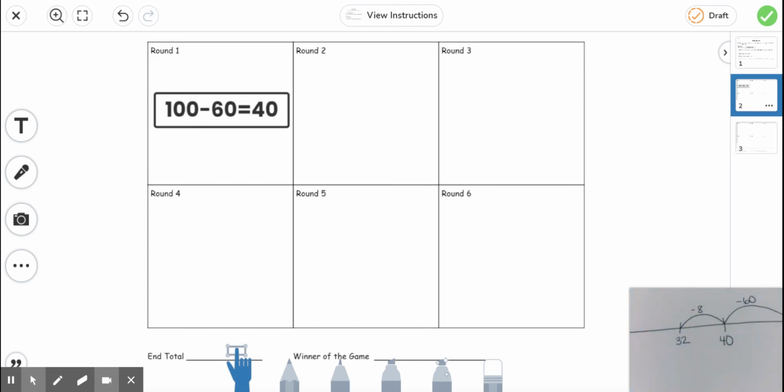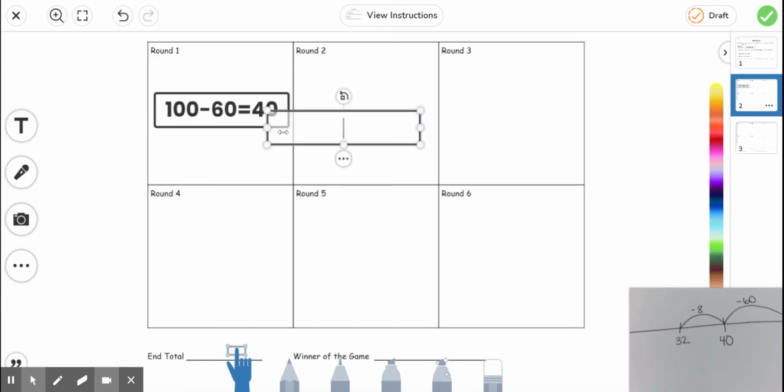Now, if you need to take away 5 and then take away 3, go for it. Whatever you need to do. If you need to go back by ones until you figure out the answer, do that. But just be sure that you're getting accurate answers here. So that was my second round. So this time I started at 40 and I subtracted 8 and I got 32.